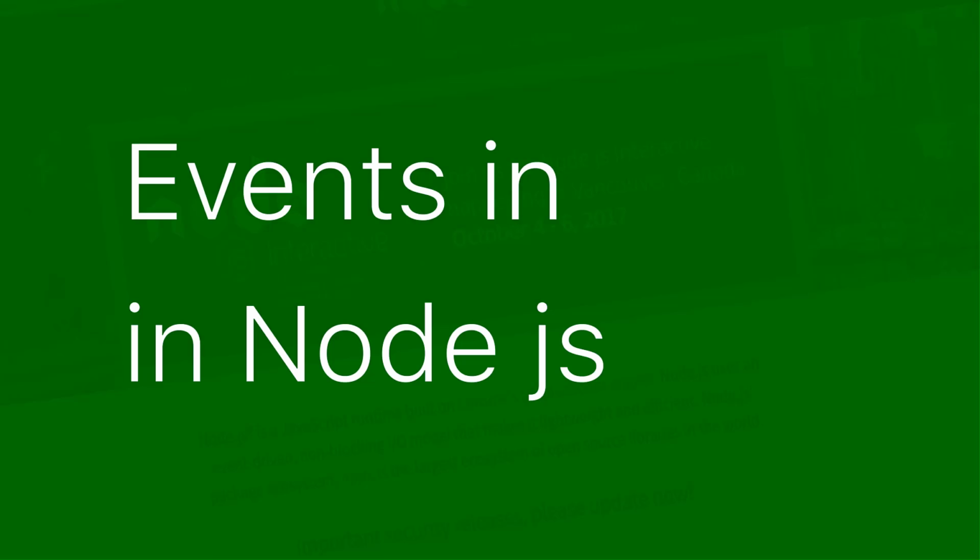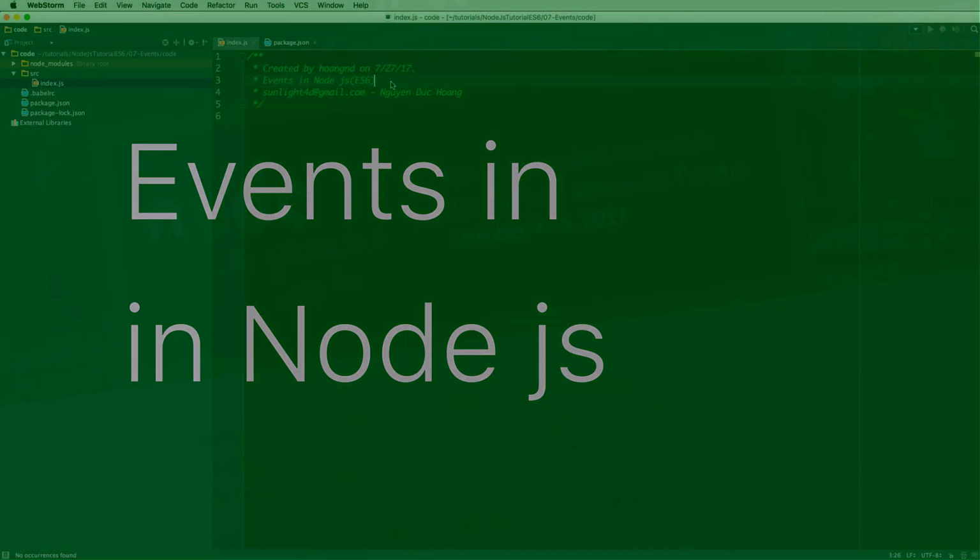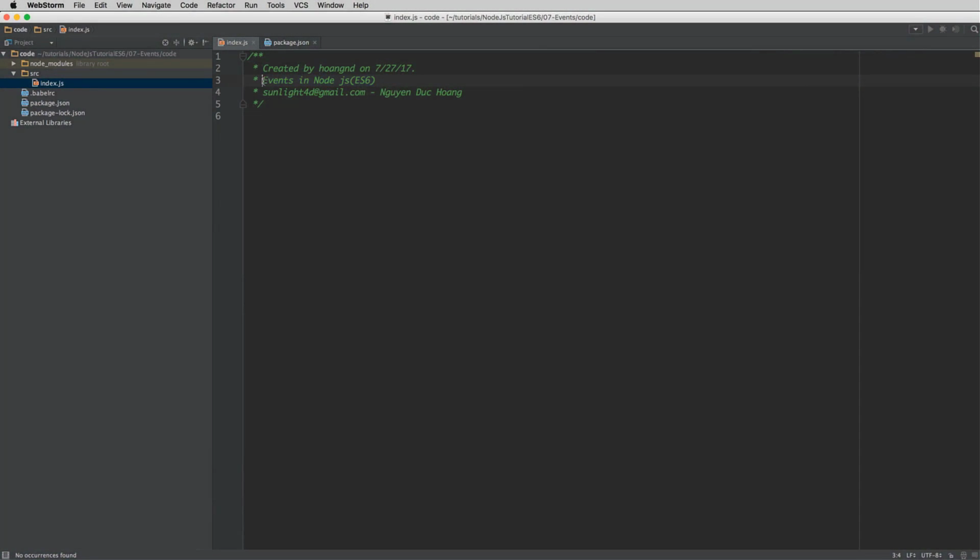Hi everybody. In this lesson, I'm going to talk about events in NodeJS. An event is used when you want to emit an event, and we have a listener to perform some action inside, which runs when the event is called, performed, or emitted.